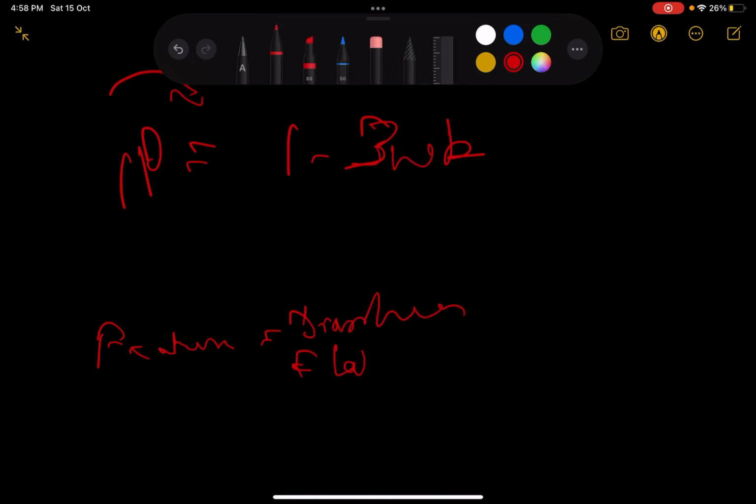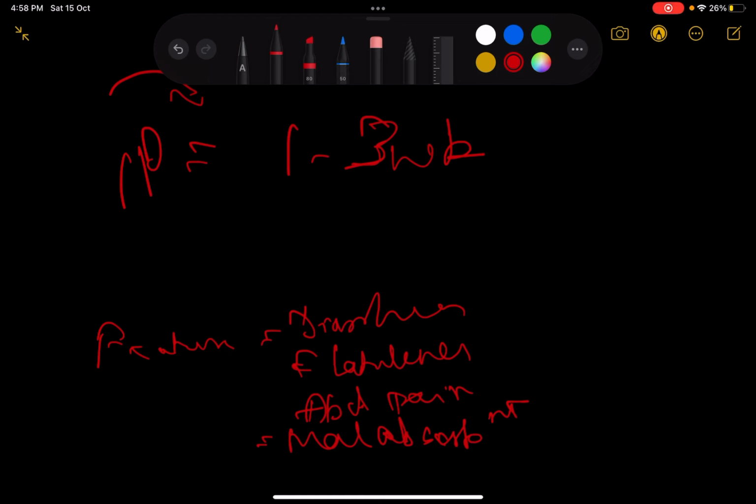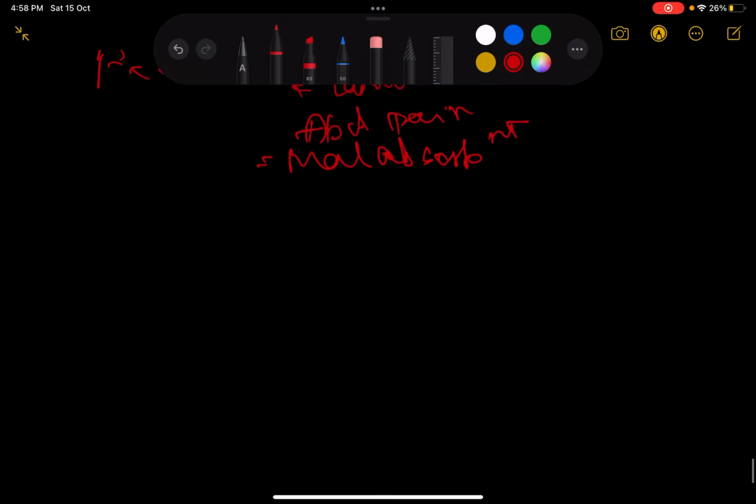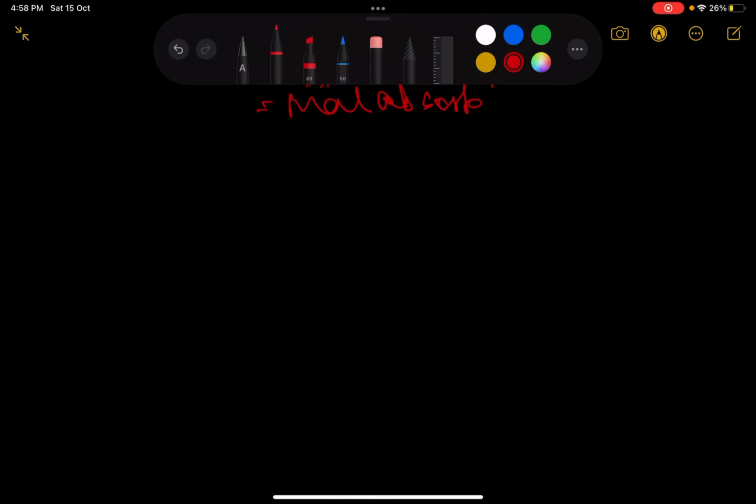flatulence, abdominal pain, malabsorption, and then steatorrhea, loss of weight, etc. So when I say malabsorption, there can be so many symptoms that the patient can present with.